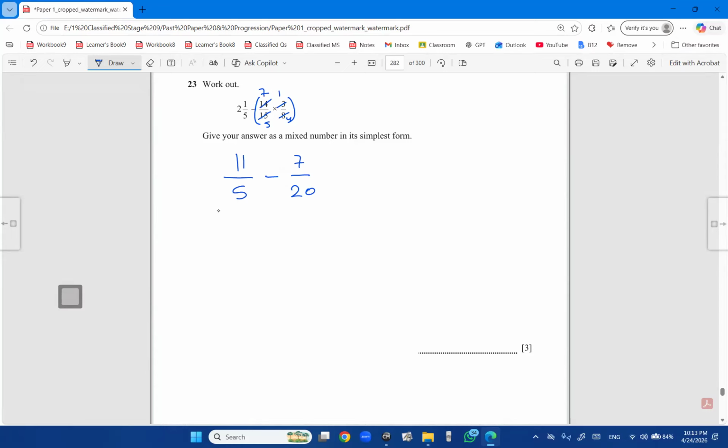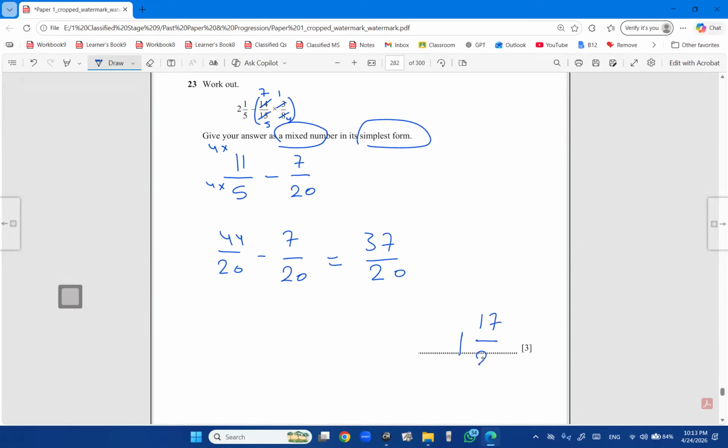Okay? So now I need to multiply this by 4 and this by 4 in order to make the denominators the same. So 44 over 20 minus 7 over 20 equals, if you subtract them, exactly 37 over 20, which as a mixed number in the simplest form is 1 and 17 over 20. I asked myself, how many 20s do I have in 37? It's 1 remainder 17.